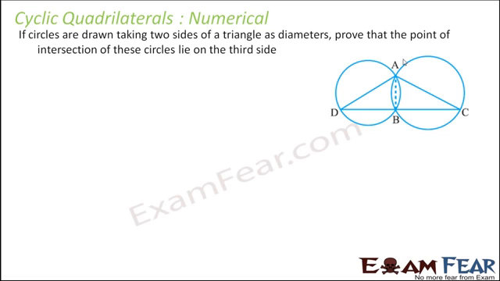It says that circles are drawn taking two sides of a triangle as diameters. Prove that the point of intersection of these circles lies on the third side. Same thing, we have to prove that this line is a straight line. And we are told that these two are diameters. So since AB and AC are diameters, this angle, that is ADB, is 90 degrees and this angle ADC is 90 degrees. So if you add these two, you get 180 degrees, that is a straight line. So we have done this question.